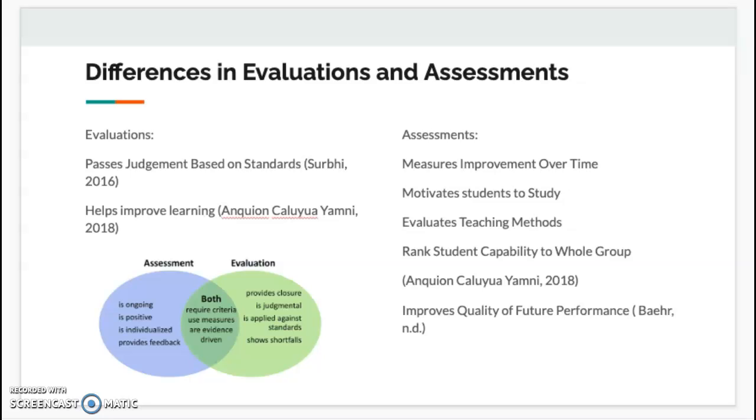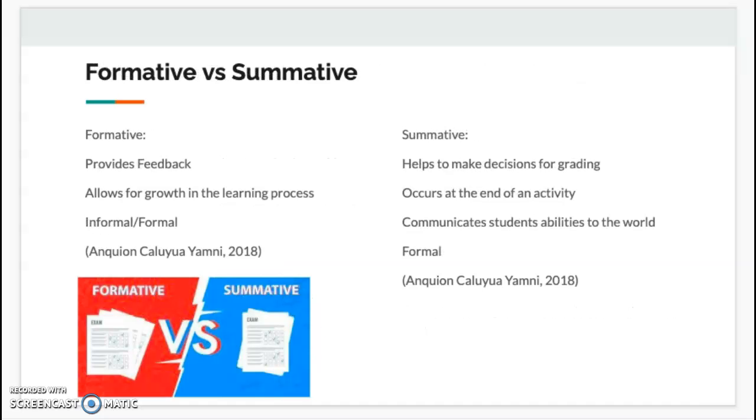Differences in evaluations and assessments. Evaluations pass judgments based on standards and help improve learning. Assessments measure improvement over time, motivate students to study, evaluate teaching methods, rank student capability to the whole group, and improve the quality of future performance.